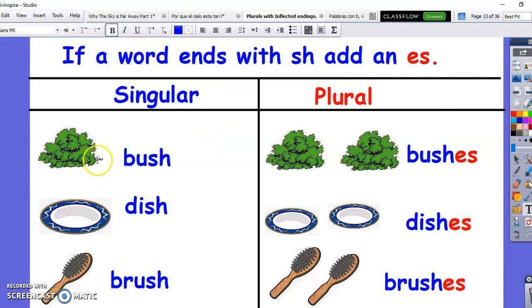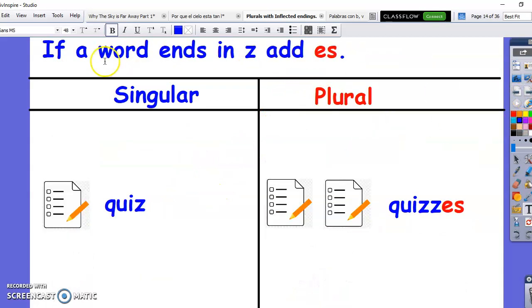The singular form is bush, the plural is bushes. Again, because the word ends with sh, we have to add es. Dish becomes dishes. Brush becomes brushes because those words end with sh. And if a word ends in z, we add es too. The singular form is quiz, the plural form is quizzes with es.